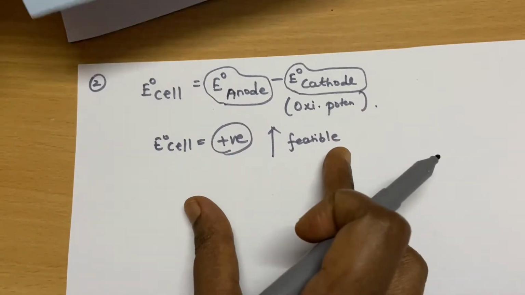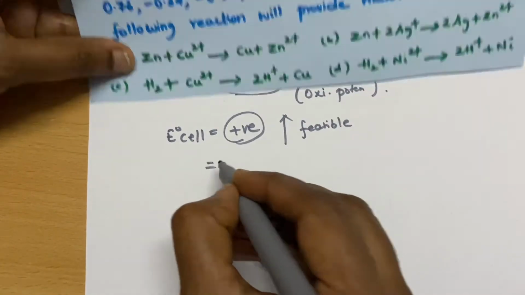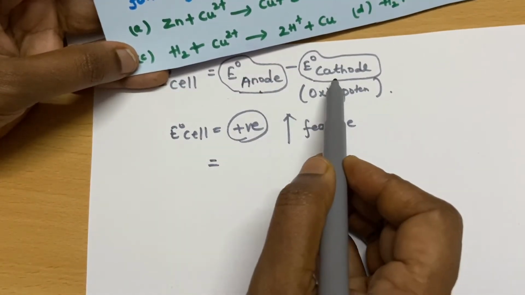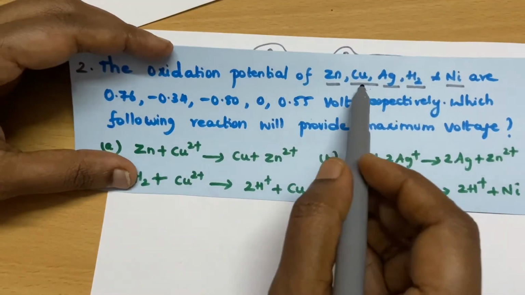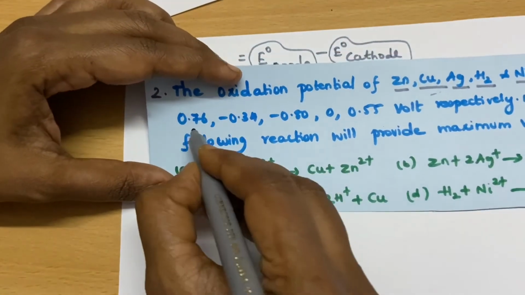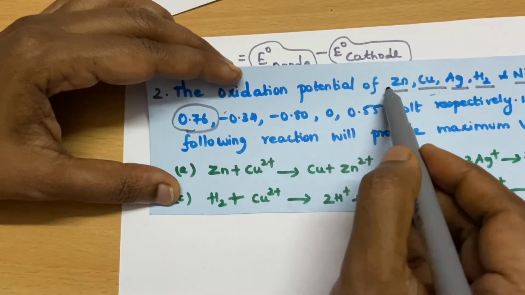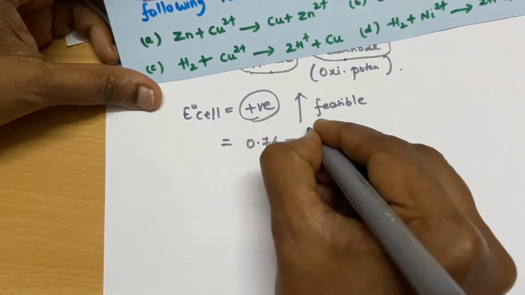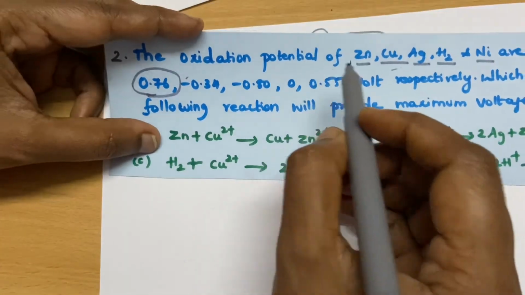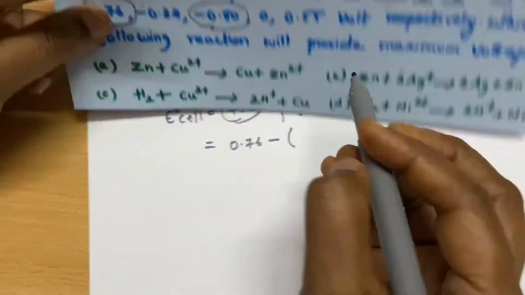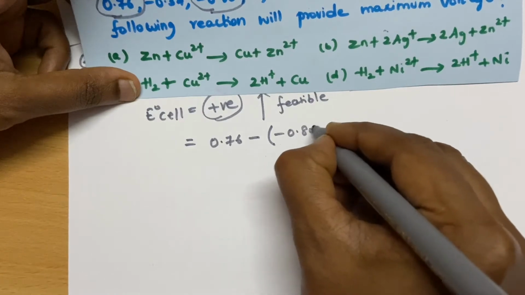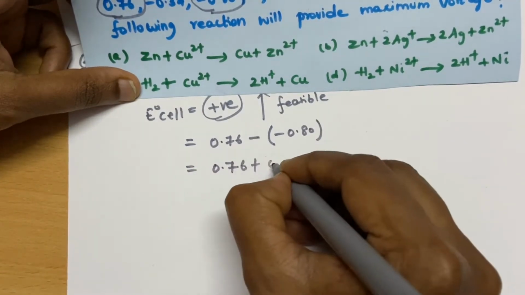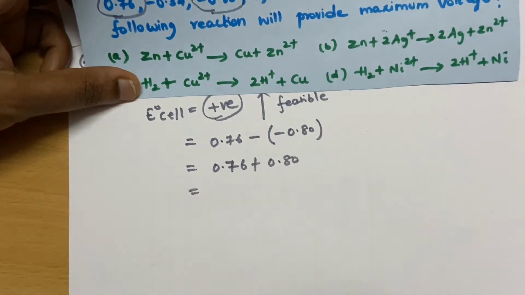Okay, so let's check. We have to choose a very high potential for this value and a very low potential for this value. Which is having very high potential, which value is very high? 0.76, which belongs to zinc. Minus, which is the very lowest value. So in this negative, this is the very lowest value, minus of 0.80, which is going to give you a very high value.